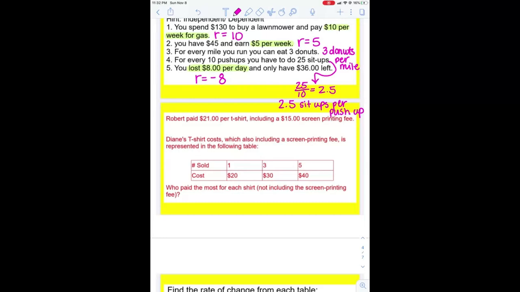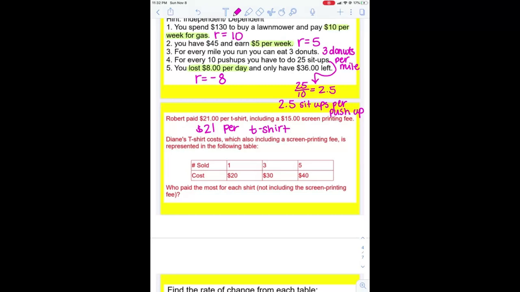So here we have that Robert paid $21 per t-shirt, including a $15 screen printing fee. Diane's t-shirts cost, which also include a screen printing fee, are represented in the table. So we know that Robert's fee per t-shirt is $21. And we need to figure out how much we're paying per t-shirt with Diane.